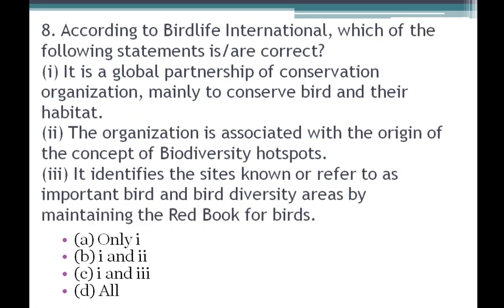Question number 8. According to BirdLife International, which of the following statements is or are correct? Number 1. It is a global partnership of conservation organizations mainly to conserve birds and their habitat. Number 2. The organization is associated with the origin of the concept of biodiversity hotspots. Number 3. It identifies the sites known as important bird and biodiversity areas by maintaining the Red Book for birds. So the correct option is option C, that is 1 and 3. The second statement is incorrect.